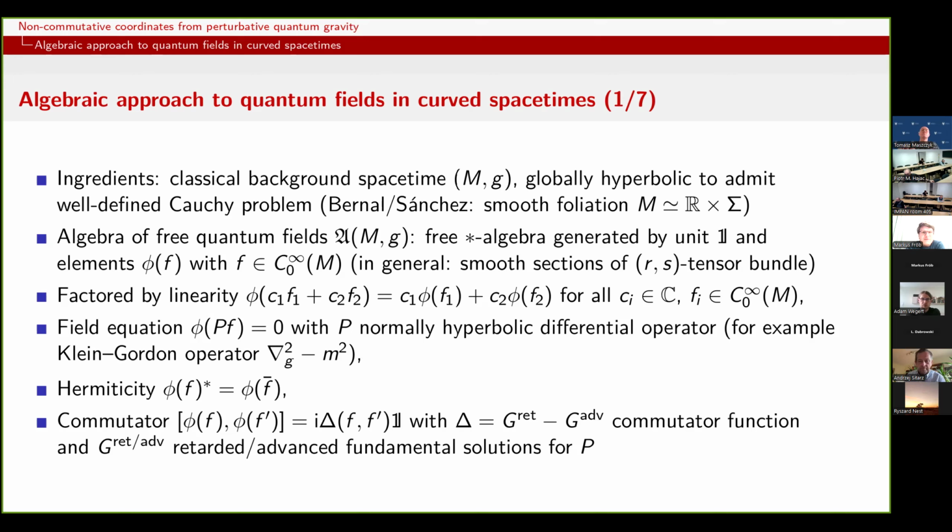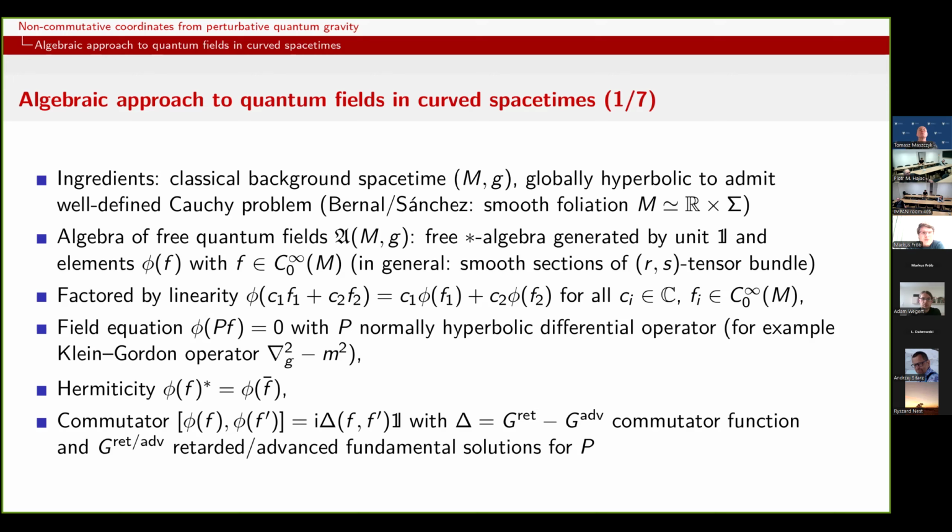As I said, this free algebra is factored by various relations. First of all is linearity. This doesn't have any physical reasoning for the moment, but it seems to hold for all quantum theories. We know it holds on Minkowski, so we take it for all spacetimes. We factor it by the field equation, so we set phi of Pf to 0, where P is some normally hyperbolic differential operator. For example, for a scalar field, it could be the Klein-Gordon operator. Is this P fixed once and for all? P is fixed once and for all, yes. P depends just on the theory. If one studies Klein-Gordon fields, P is the Klein-Gordon operator, once and for all.